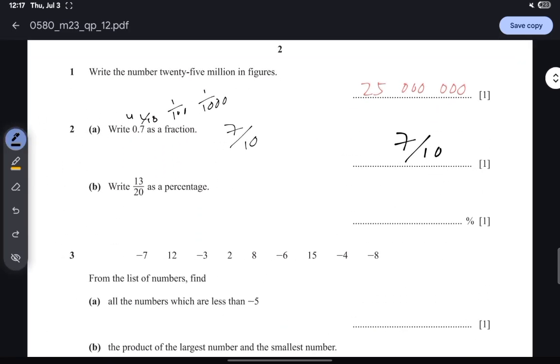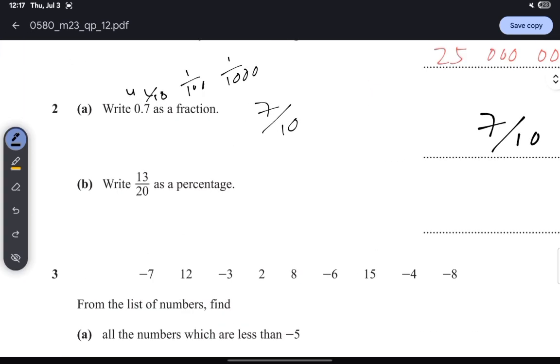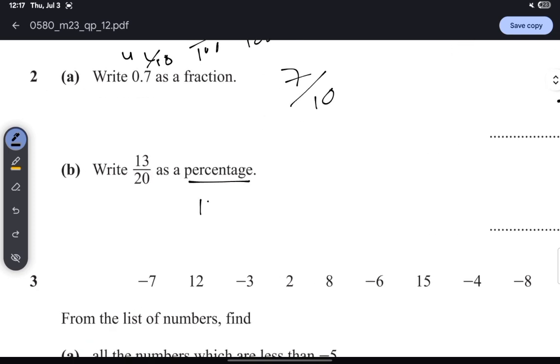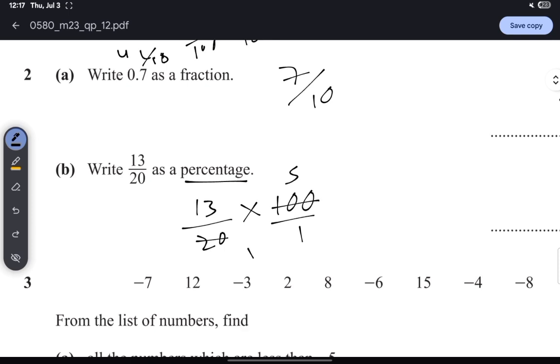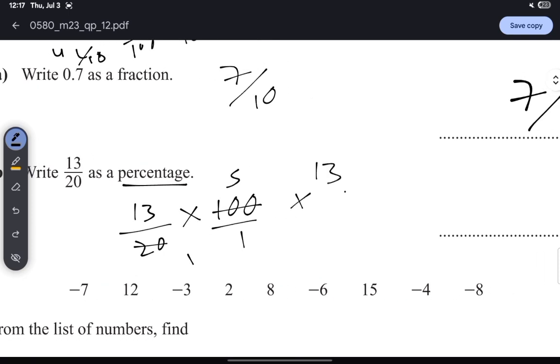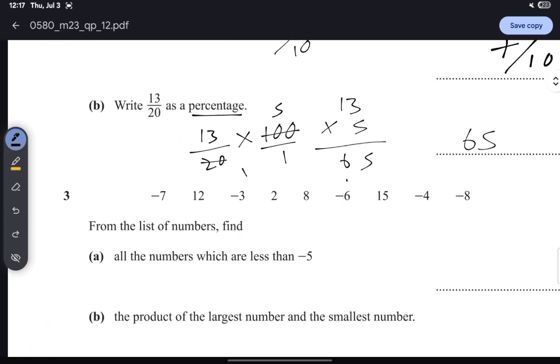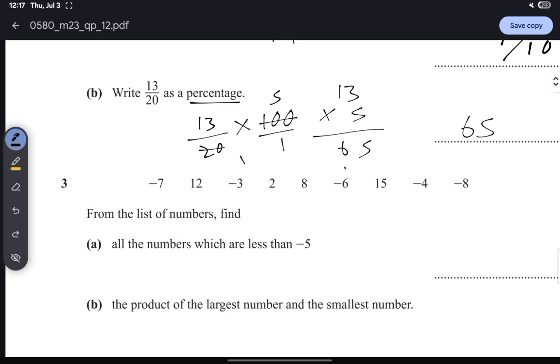Then 2b, it says write 13 over 20 as a percentage. We know percentage means out of 100. So 13 over 20 as a percentage is just 13 over 20 multiplied by 100. We know 20 into 100 is 5 times. Then we say 13 times the 5. We get 65, right? Then we're given a list of numbers here for the third question.